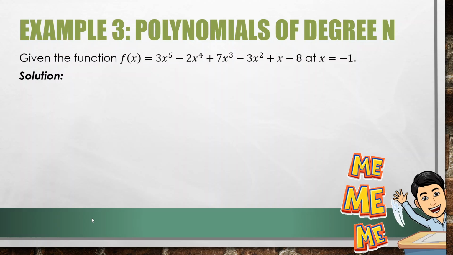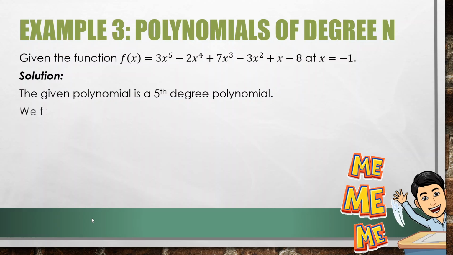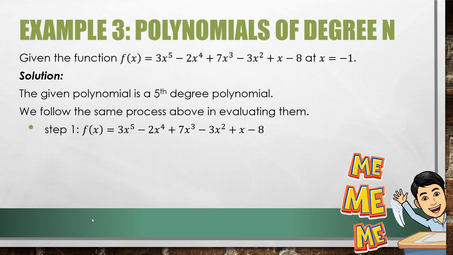Okay, so mapapansin natin doon sa ating given function, yung polynomials natin, ang pinakamataas na degree dyan is 5. Yung pinakamataas na exponent is 5. So, that is the 5th degree polynomial function. Now, we have to follow some process above in evaluating them. So, step 1. So, lagay lang natin yung given. We have f of x is equals to 3x to the 5th power minus 2x to the 4th power plus 7x to the 3rd power minus 3x squared plus x minus 8.